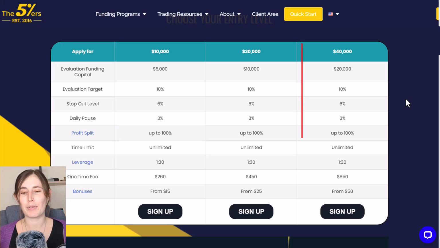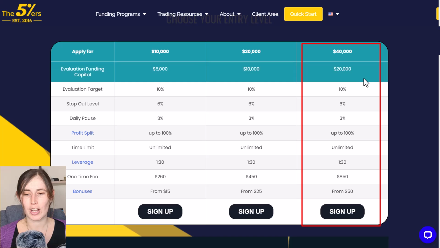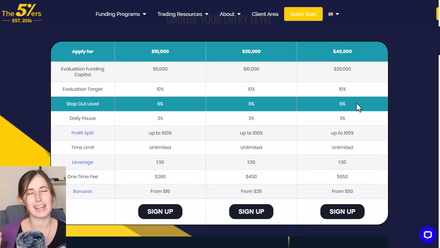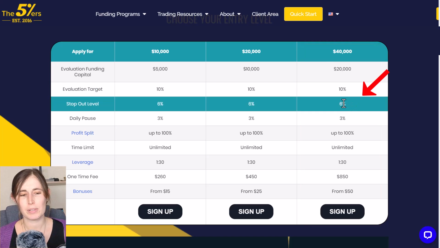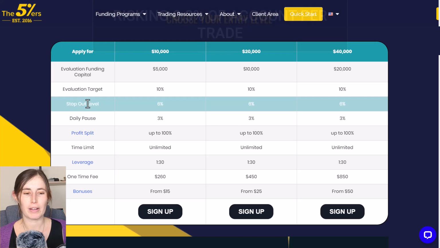And that's because I am currently in the instant funding program with the 5%ers. So this is a challenge where I have a very tight stop out level. If I hit 6% loss on this account, I blow up my account basically. So I'm risking a very small amount of 0.3% per trade of my overall account equity to be able to respect the stop out level.